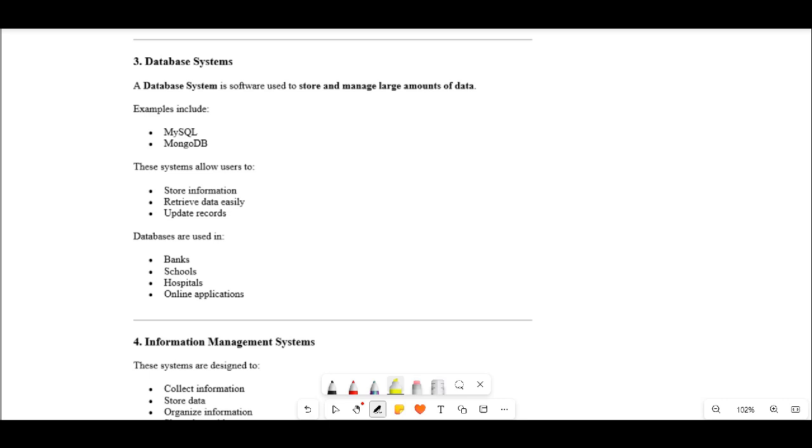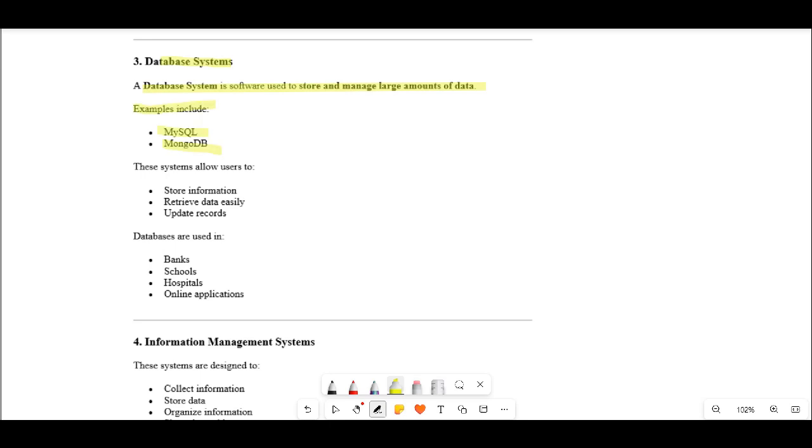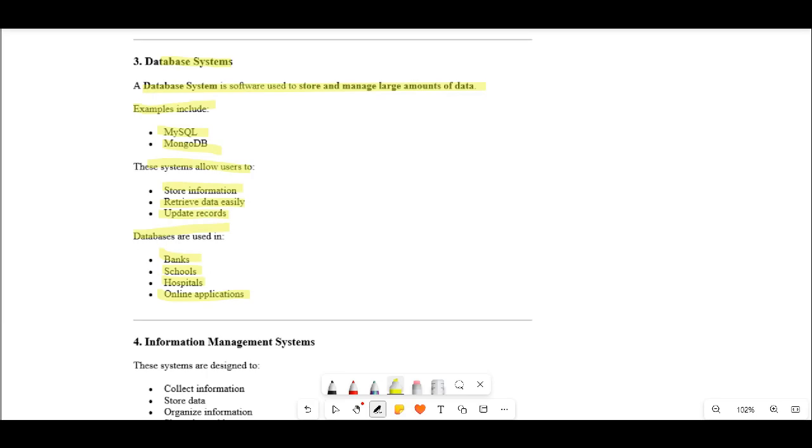Now let's talk about database systems. A database system is software that is used to store and manage large amounts of data. Examples are MySQL and MongoDB, and these systems allow users to store information, retrieve data easily, and update data records. Databases are used in banks, schools, hospitals, and online applications.